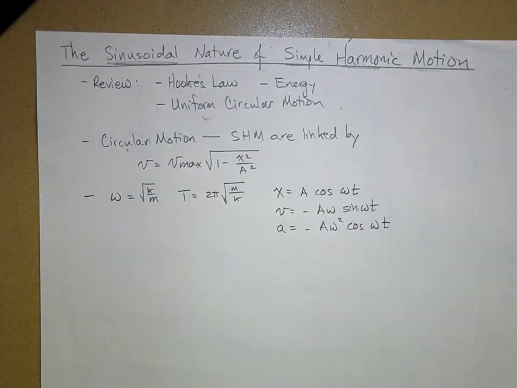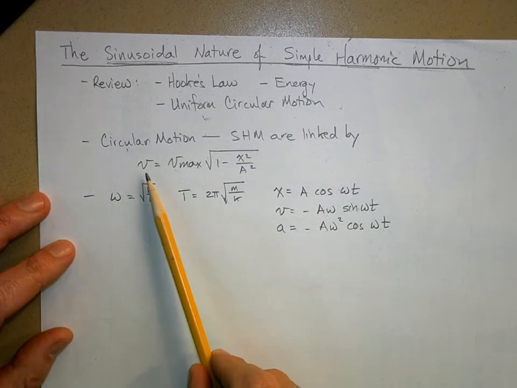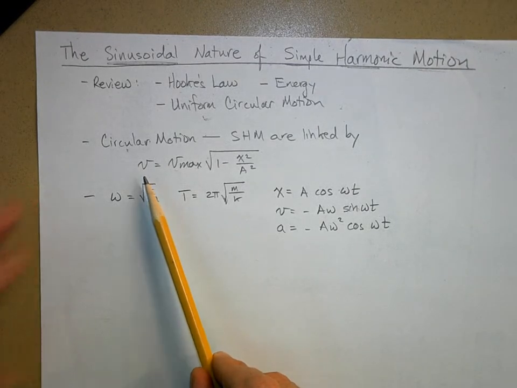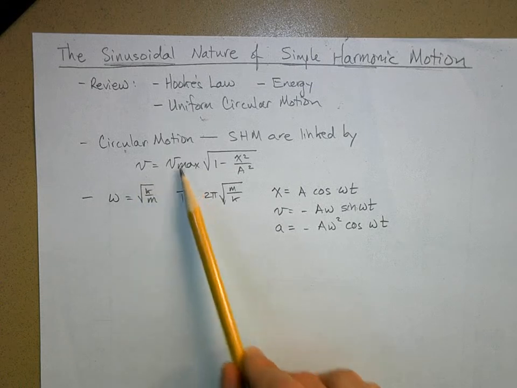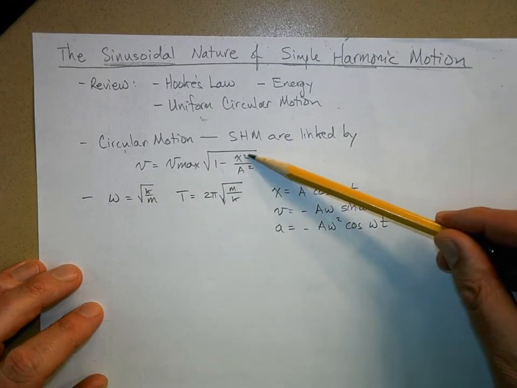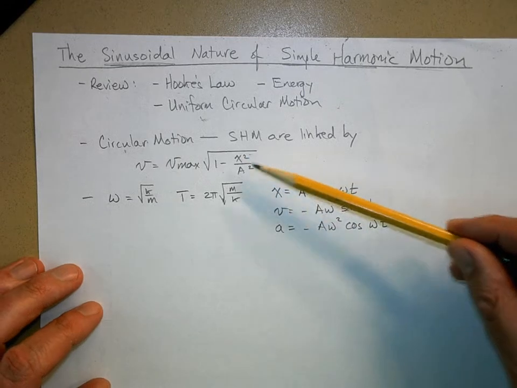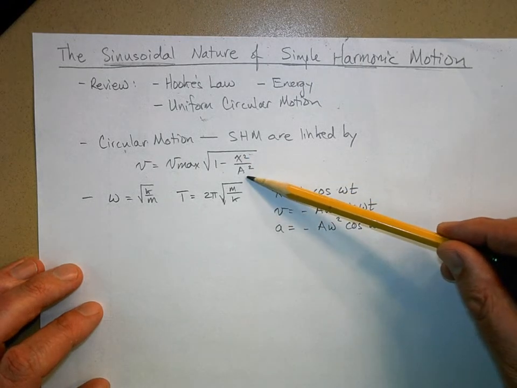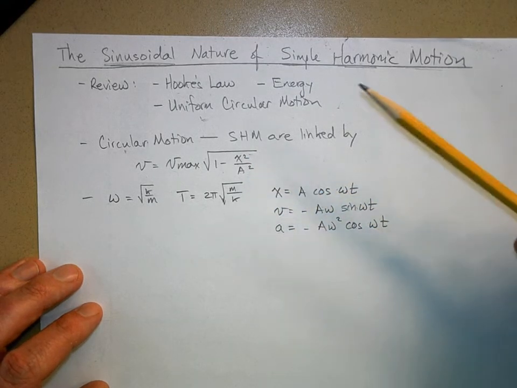and then we're going to show that link between circular motion and simple harmonic motion. And we're going to end up with this equation, that the velocity of your oscillator is equal to the maximum possible velocity times the square root of 1 minus x squared, that's our position x, divided by a squared, and a is our amplitude, and we'll define that here in a little bit.